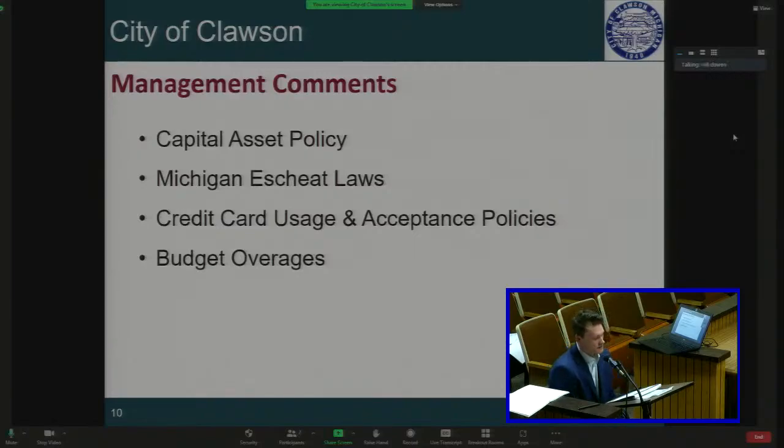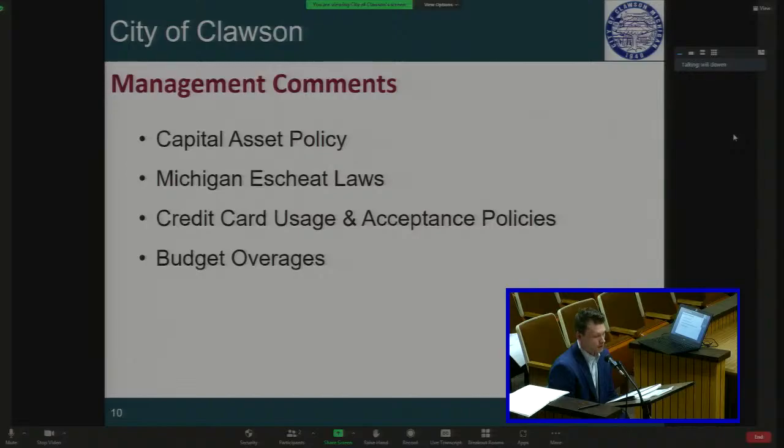The city has credit cards. They use them and they accept them as payment. A little bit of an older law, I believe, came out in 95 or perhaps 2001, requires that in order to use credit cards and accept credit cards, a policy must be approved by resolution of council. As far as we are aware, as far as Kelly was aware, we couldn't find those anywhere. So I suggest developing those policies and approving them by resolution so that you're in compliance with the state laws there.